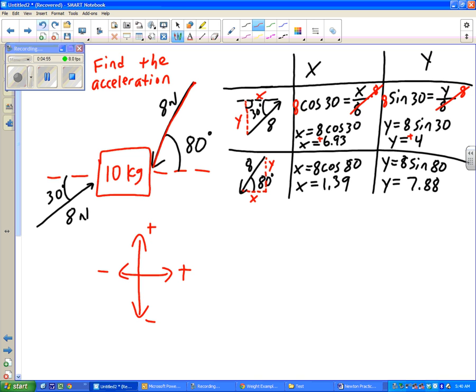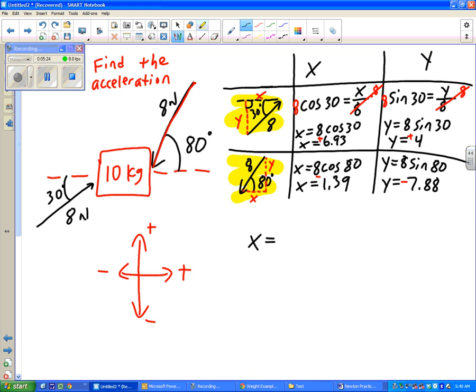So because it's going left, the x part is negative, and because it's going down, the y part is negative. So now I have these two forces, and I have them broken up into x parts and y parts, and so now I can add together the x's and the y's. So we're going to do that.